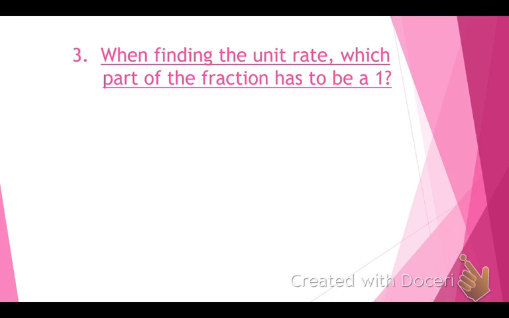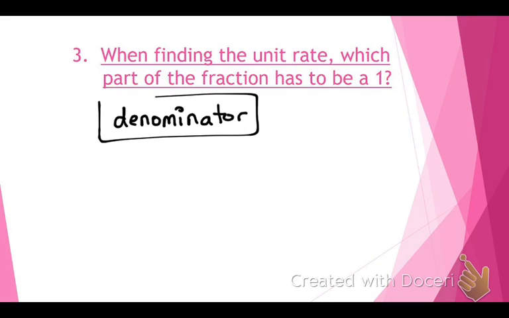Number 3, when finding the unit rate, which part of the fraction has to be a 1? What's the answer, guys? Which part of the fraction has to be a 1? The denominator. Now, on your test, I might not necessarily ask it just like this, but you're going to have to know the information that's asked in this question. I might say something like this. When finding the unit rate, the denominator has to be the number what? 1. So you'd have to identify it has to be the number 1.